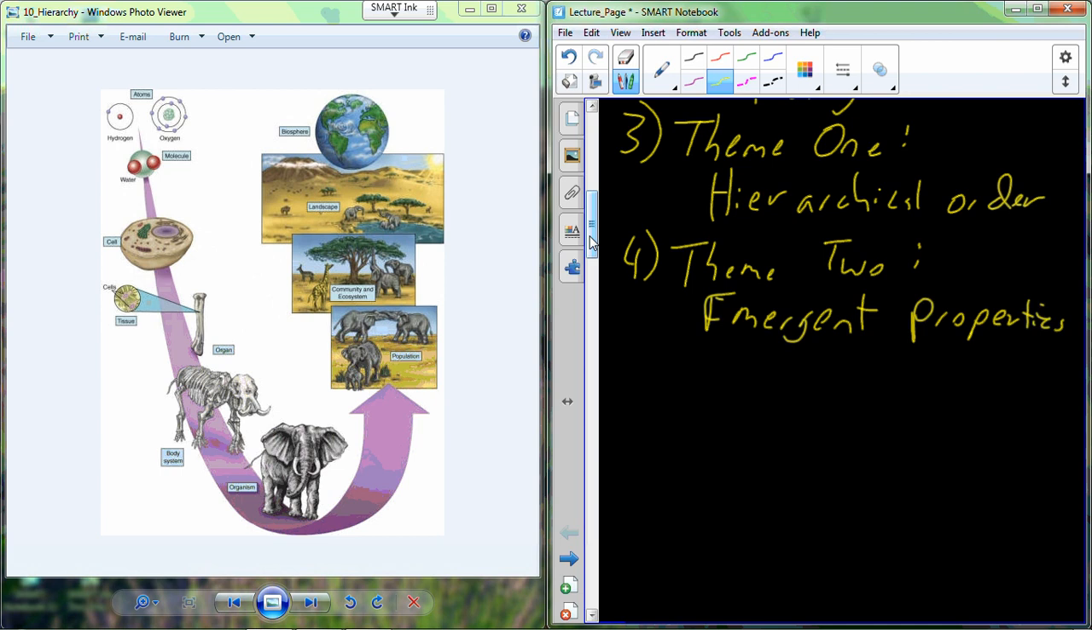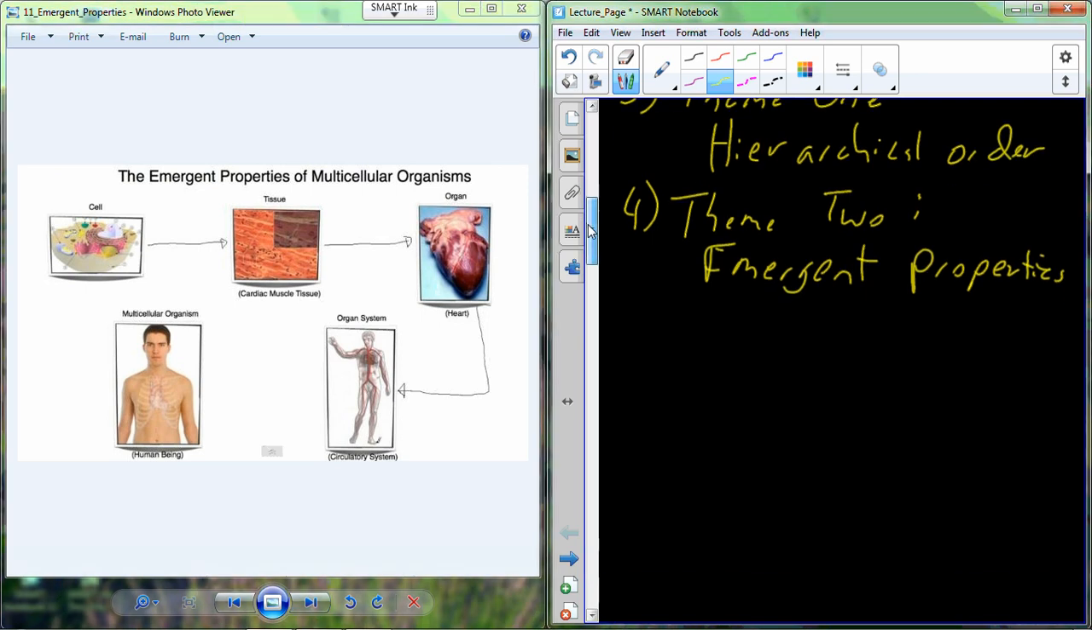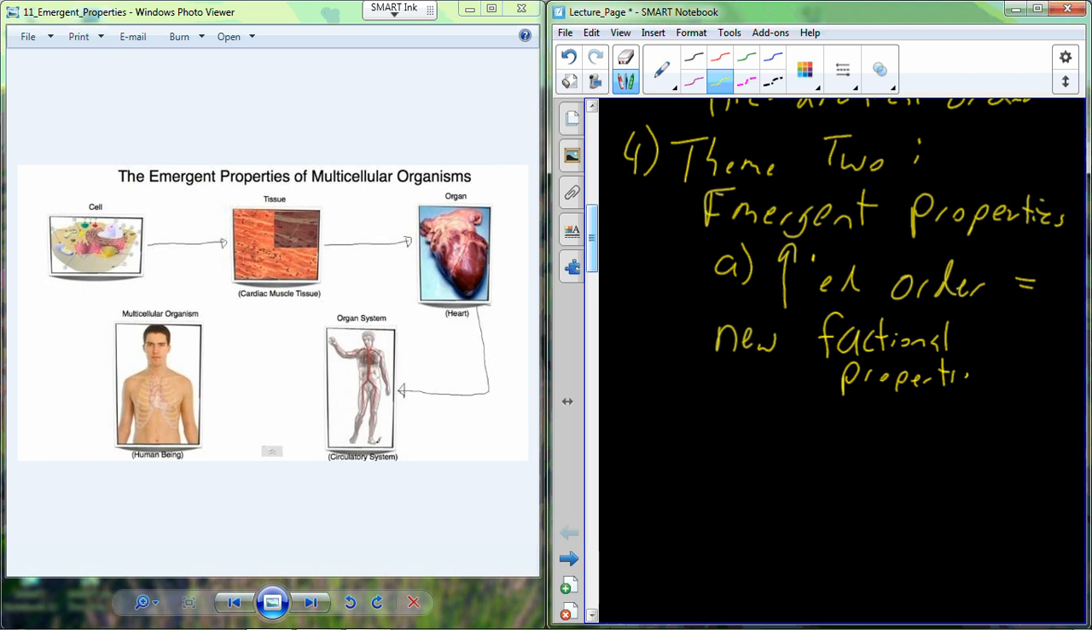Emergent properties. I'm going to give you a little more detail here than I did with hierarchical order. Emergent properties, this theme states that as you have increased order, we have new functional properties. So increased order leads to new functional properties. And I'm going to give you an example here.